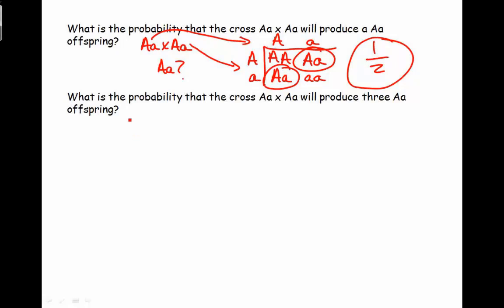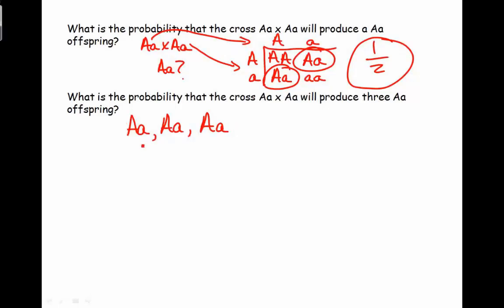Well, just like before, what we're really saying is we want the first one to be like that, we want the second one to be like that, and we want the third one to be like that. Whether or not the first one is heterozygous is not going to affect if the second one is, or the third one for that matter. So we simply go through and we predict the probability of each one of those.